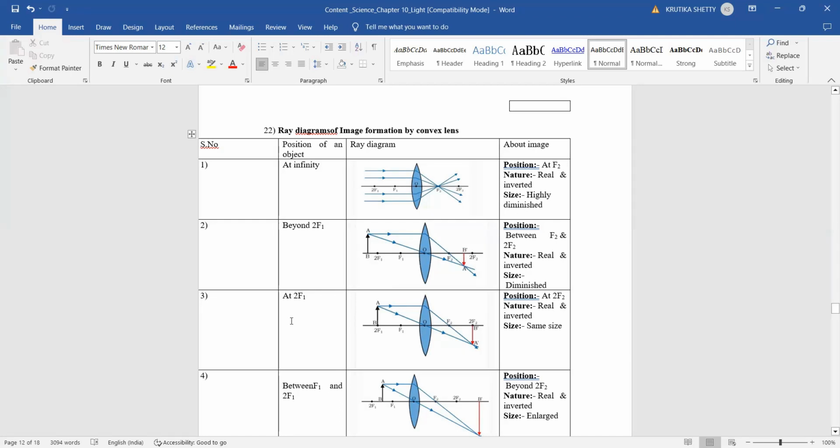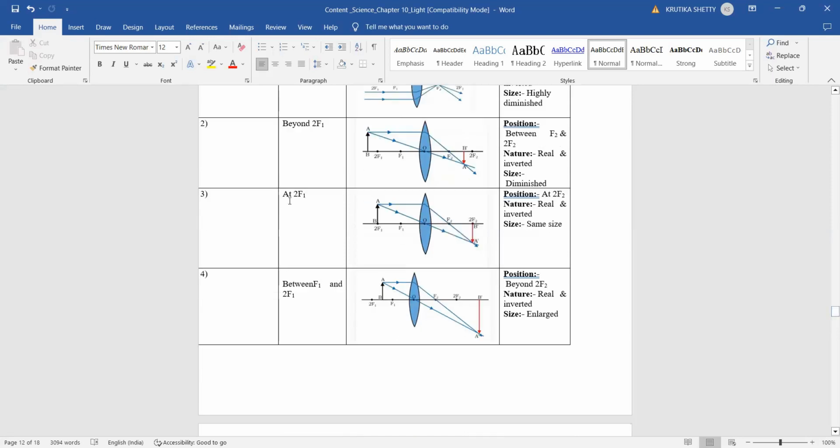Third case. When the object is at 2F1, that is, at the center of curvature, the image is formed at 2F2. Very simple case to understand and to remember. When the object is at 2F1, the image is at 2F2. It is real and inverted and of the same size as the object.